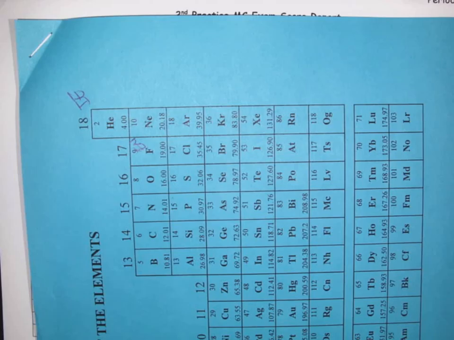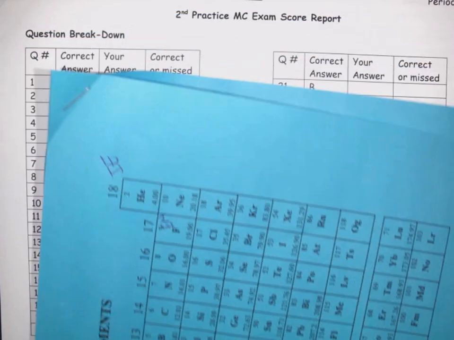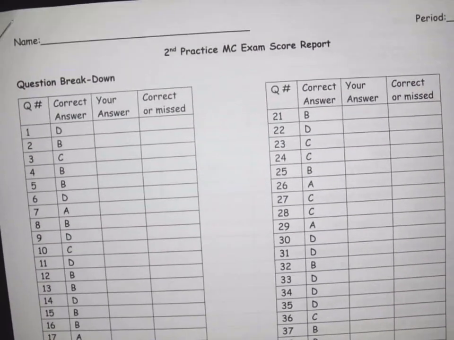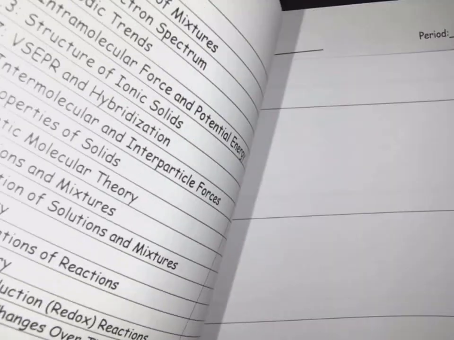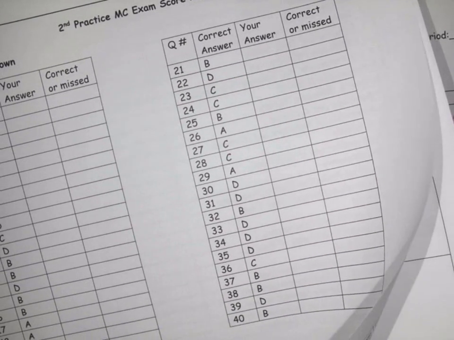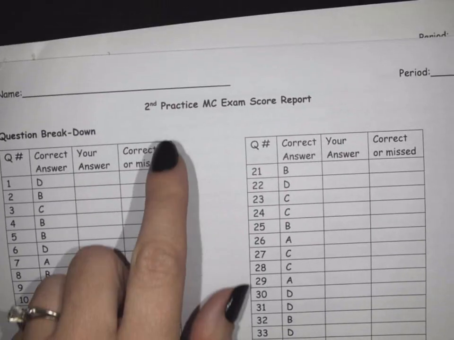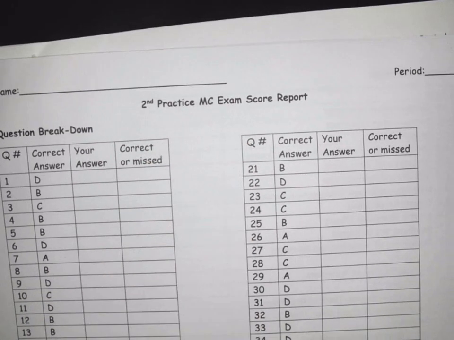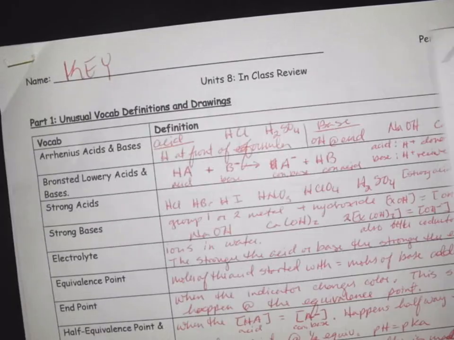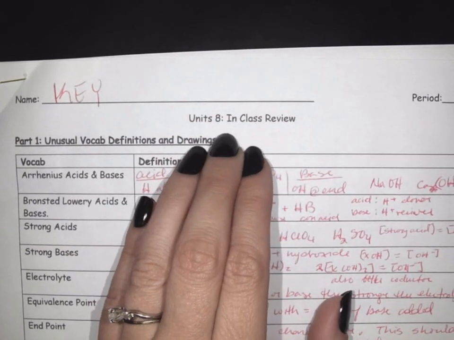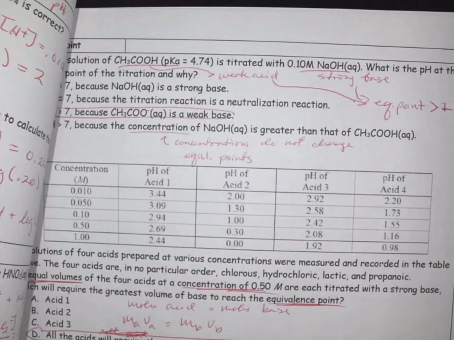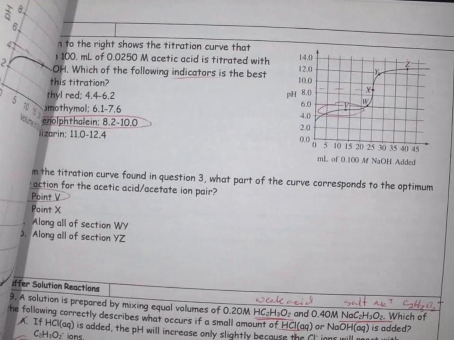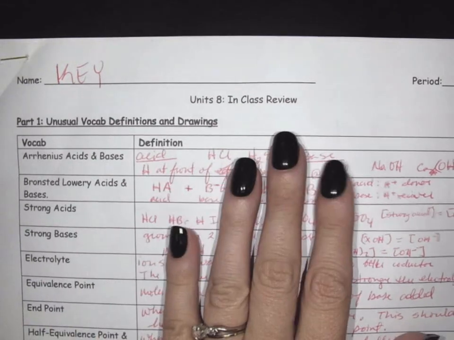Now, here's what you're accomplishing. You get to decide, but you need to be doing one of these two things. You either need to get a Chromebook and work on corrections, correcting the questions for the second practice multiple choice exam that we did last class, or you need to be finishing the Unit 8 in class review. I'll leave this answer key with the sub so that you can come and check on that.